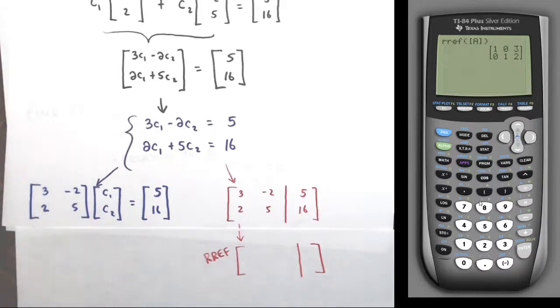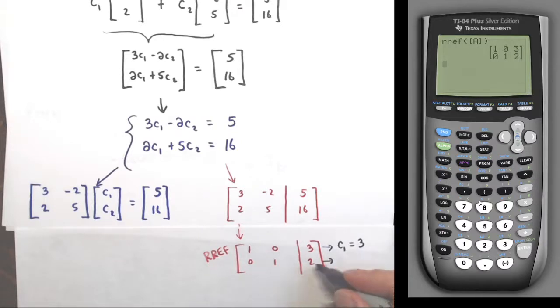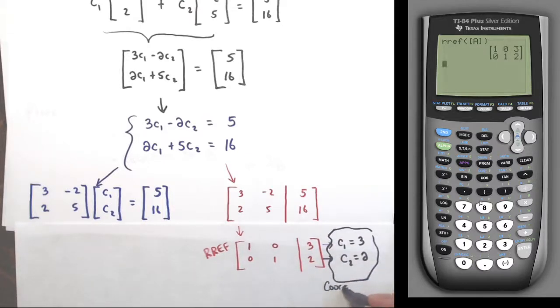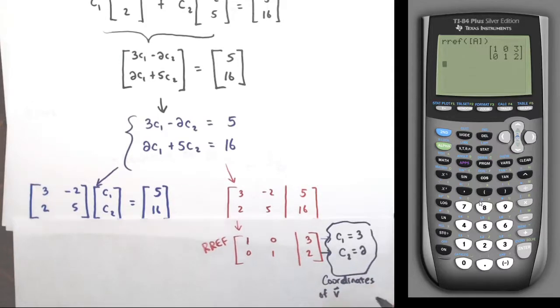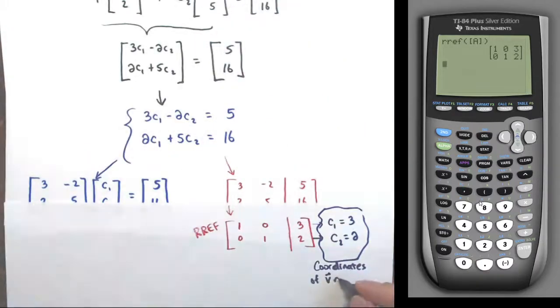All right, and there we're getting some solutions, right? You get 1, 0 for the first column, 0, 1 for the second column, and then you got 3, 2. So this is telling me that C1 must be 3, and this row is telling me that C2 must be 2. And here are the coordinates of V, but this time relative to basis B, not basis S.